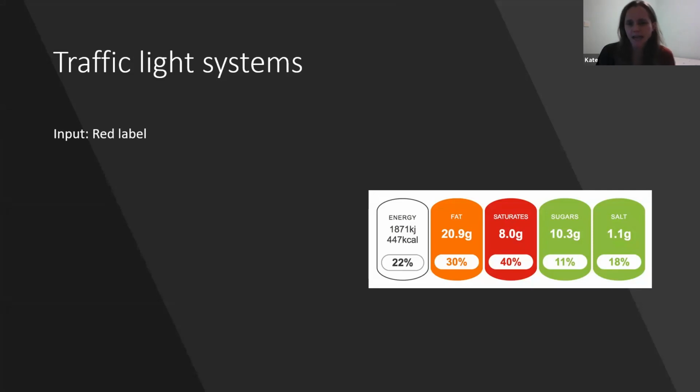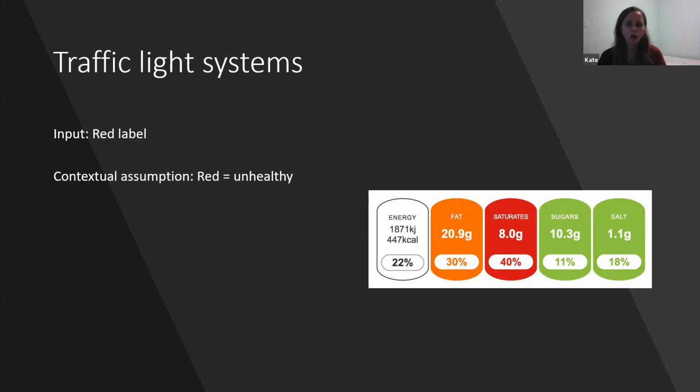You're going to see that red label saturates label as part of the traffic light system. So the input is red label, and that needs to combine with a contextual assumption to tell us something. What does this mean? I think there's a fairly accessible contextual assumption that says, well, red means unhealthy, it means stop, it means danger. It's called a traffic light system, and we know that red in the traffic light system means stop.